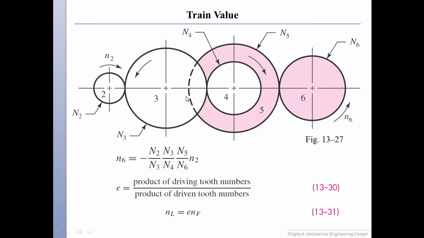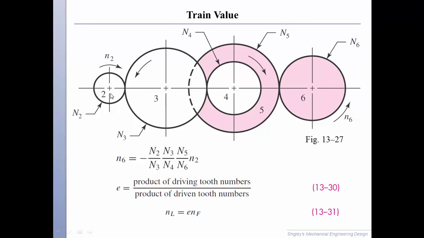And that takes care of all of the gears and their relationships. There are 1, 2, 3 external meshes, so you have -1 to the third, or minus. So that is your train value. It's kind of interesting to look at this and figure out, hey, is this a reduction or is this an increaser or an overdrive? And let's think about that.